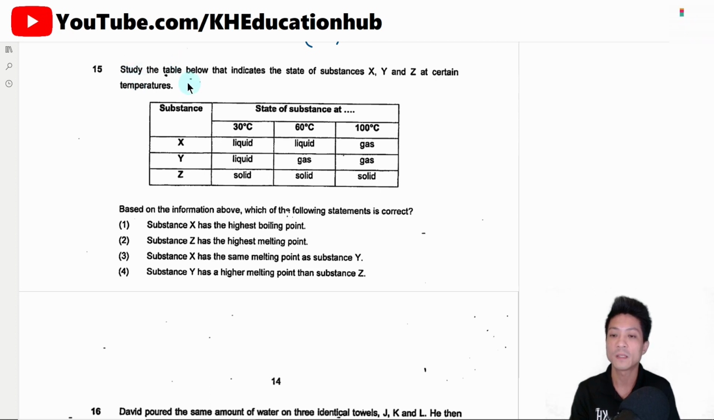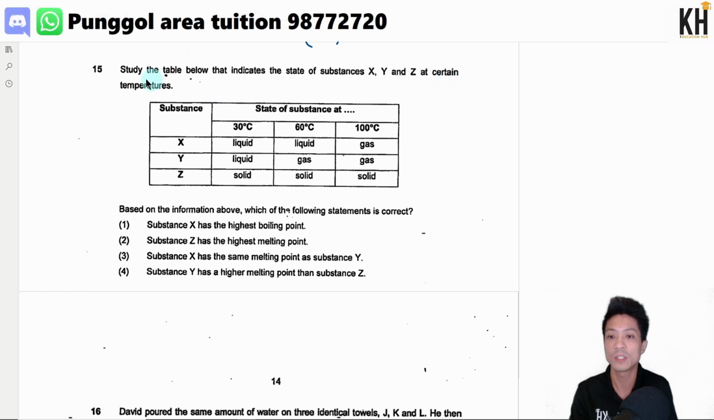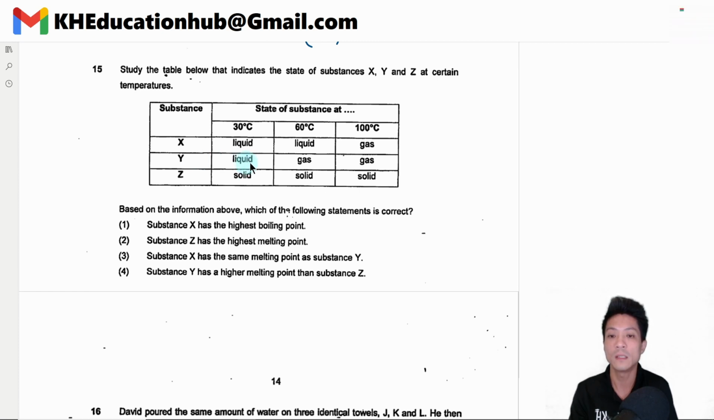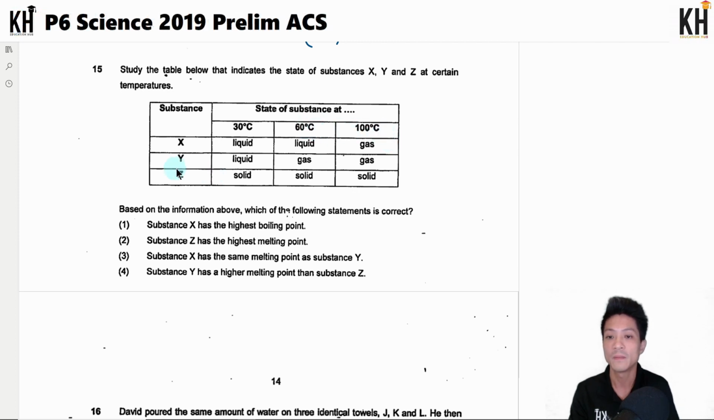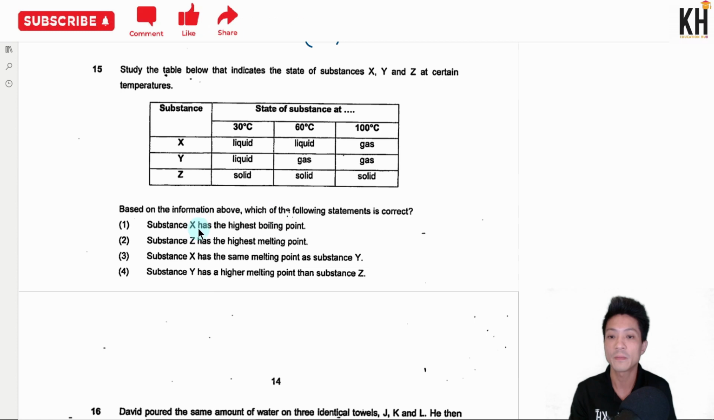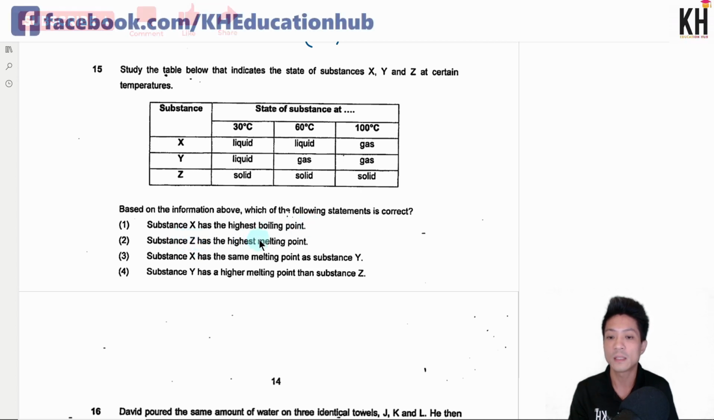Question 15. Study the table below that indicates the state of substances X, Y, and Z at certain temperatures. X will be a liquid at 30 and 60, and then it changes into gas at 100 degrees Celsius. Y will be liquid at 30 and a gas at 60 and above. Z will be solid all the way. Based on the information above, which of the following statements is correct? Substance X has the highest boiling point. Substance Z has the highest melting point.